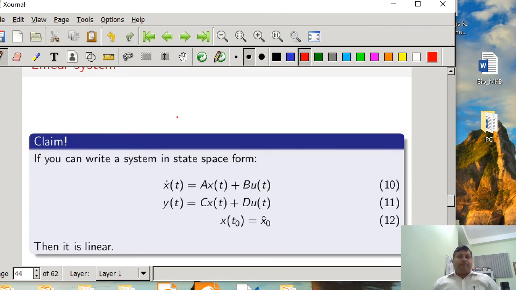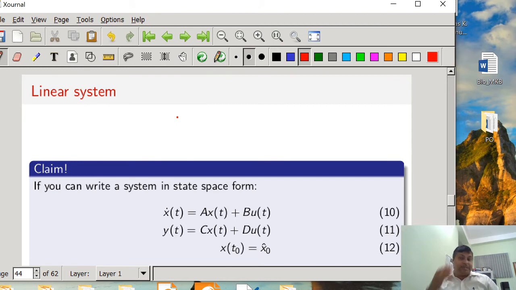Fine. Now we will use this solution of the non-homogeneous equation to establish a claim that we made earlier, which is very interesting. If we can write a system in state space in the form x dot t equal to A into x(t) plus B into u(t), y(t) equal to C into x(t) plus D into u(t), where the initial conditions are indicated by x hat of 0, then it is a linear system.